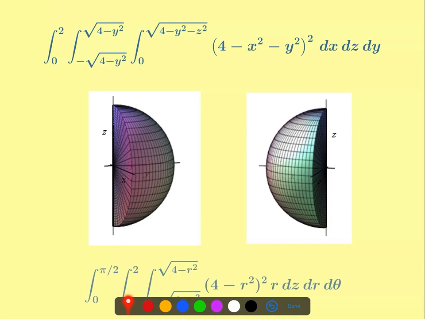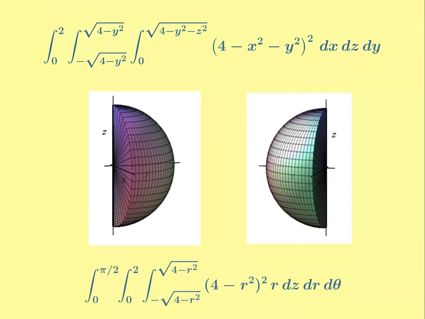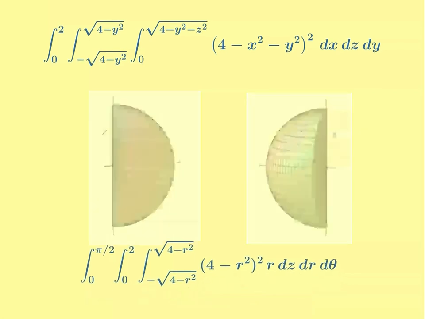So let me show you what it looks like. Get rid of this here. We have, again, theta going from 0 to pi halves for that quarter of the circle in the xy plane. R going from 0 to 2. And then we're looking at that sphere. Z on the bottom of the sphere is the square root of 4 minus r squared with a minus sign in front. And then at the top is just the square root of 4 minus r squared. So that's the setup for the triple integral in cylindrical coordinates.